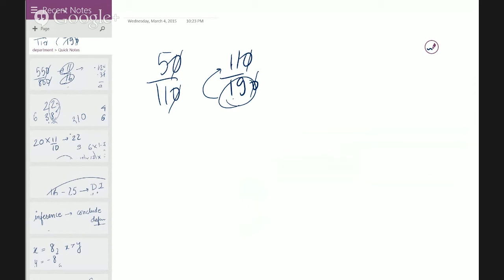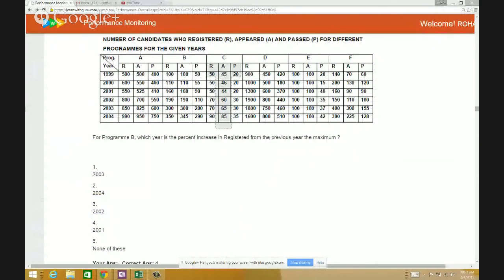11 is slightly more than 9.5, so this is a higher percent, more than 50%. 11's half is 5.5 and 5 is below it, so this is less than 50%. This is more than 50%. So the answer is definitely 192,300, which is year 2002.